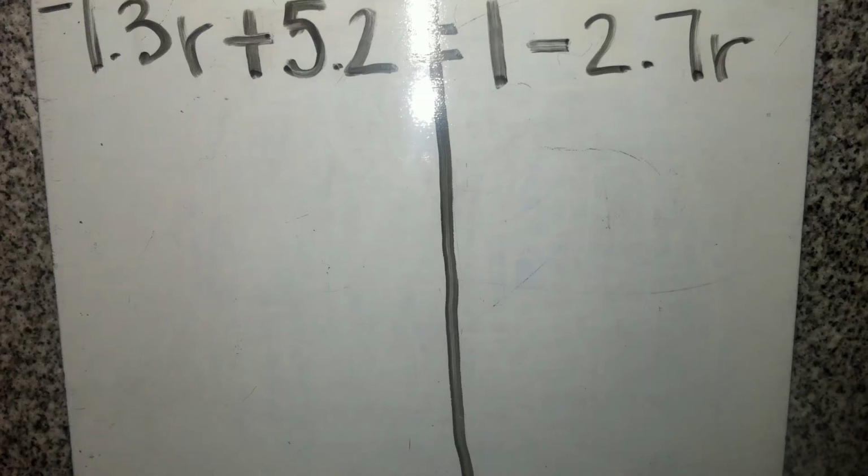So today we're going to be talking about solving equations with variables on both sides with decimals. The same process applies here as well. The only difference is we have decimals instead of whole numbers, which we call integers.